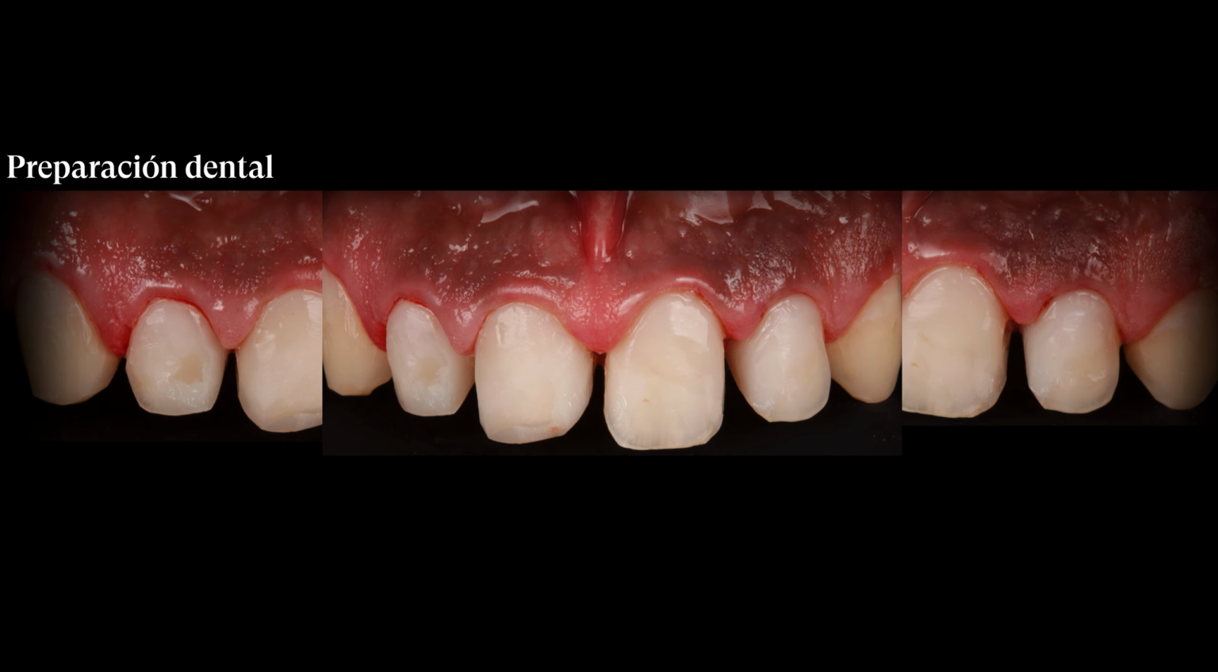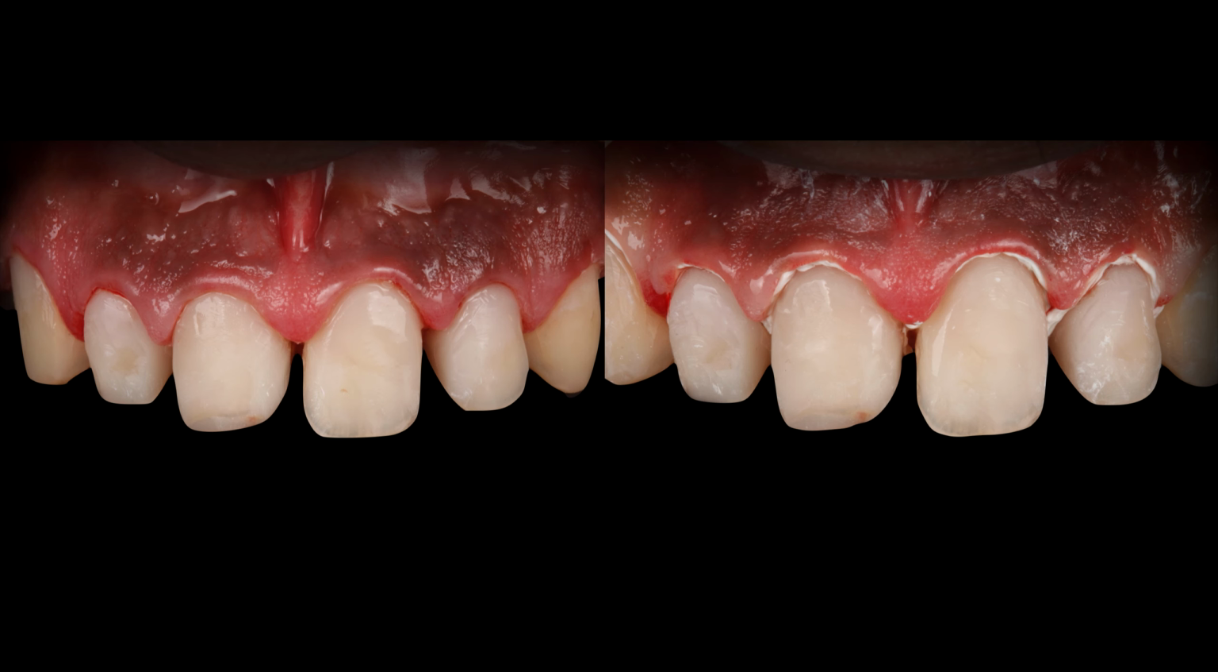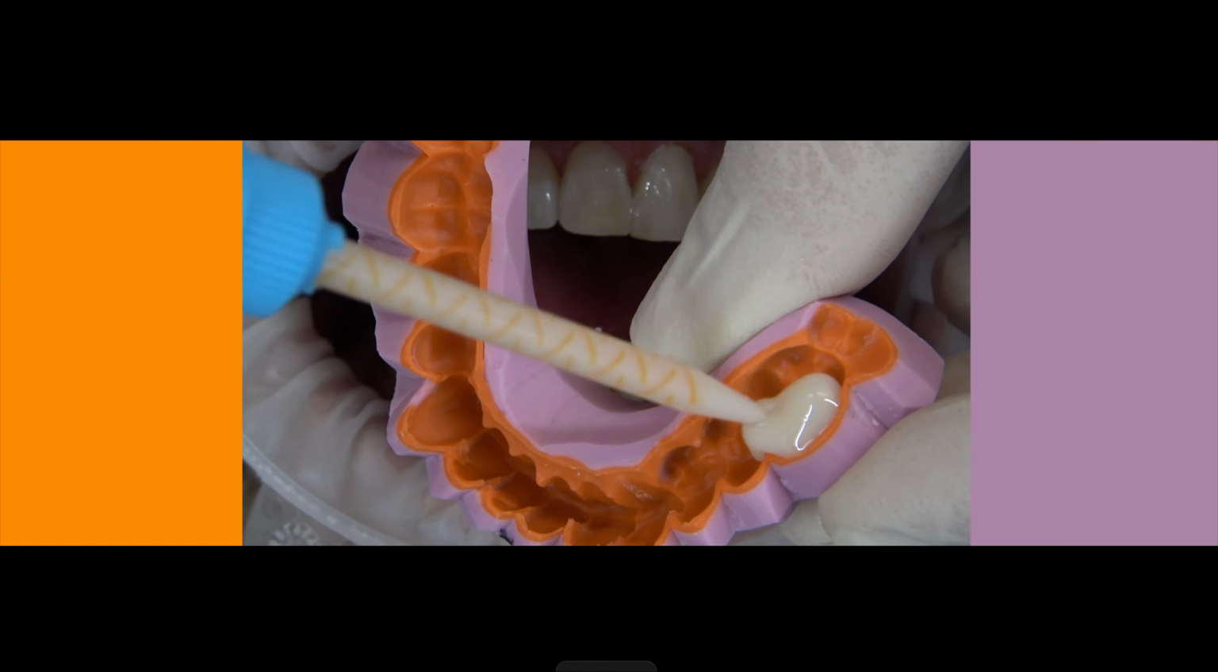This is the situation, we open the embrasures and leave out the margin, and after, this picture is after placement of the Teflon cord to separate the gingiva a lot and open the space for the lab technician to be able to design as they want.